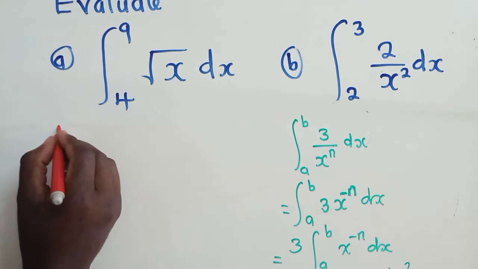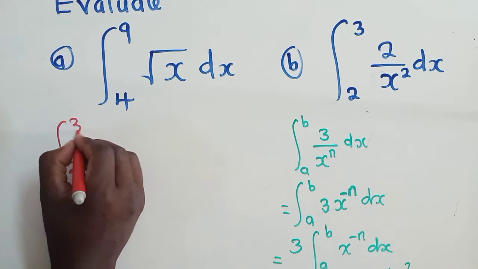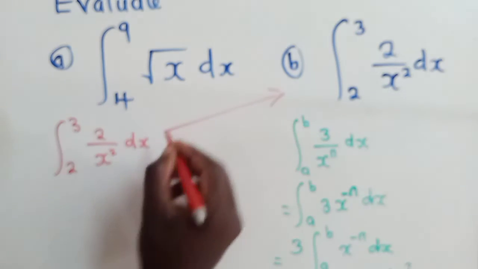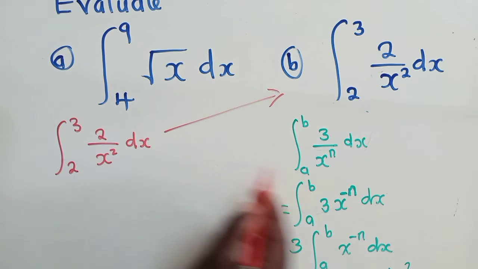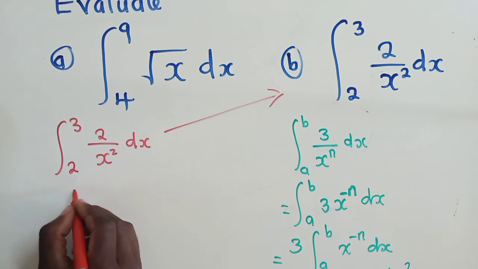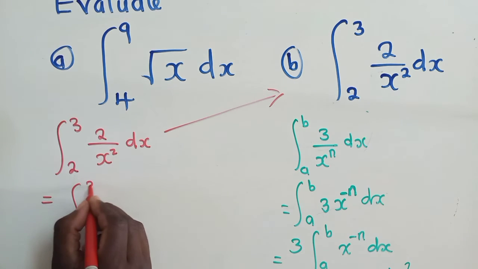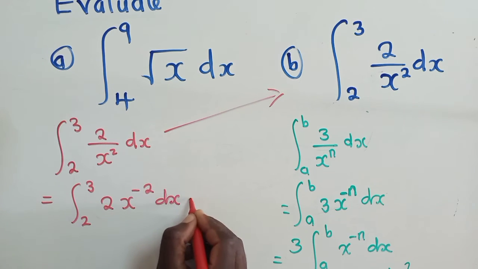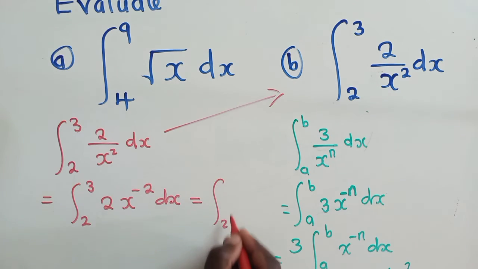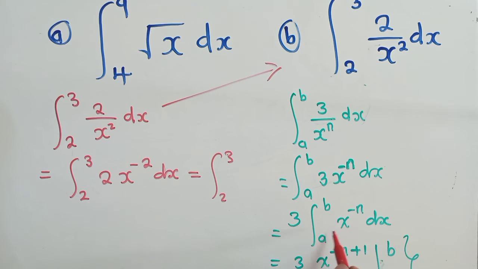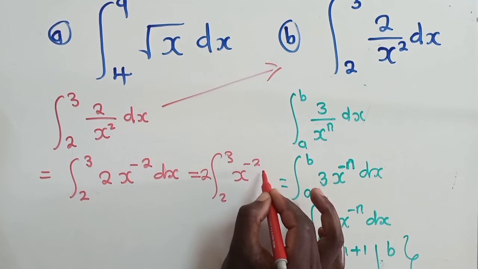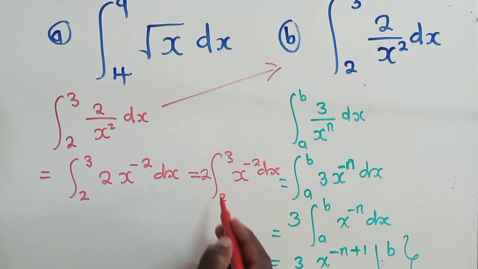We have the integral with limits from 2 to 3 of 2 over x power 2 dx. So we're trying to answer this. Step number 1, applying the laws of indices. I have the integral from 2 to 3 of 2x power negative 2 dx. Next thing will be to factor out the 2, so a 2 will come this side, and we shall remain with x power negative 2 dx. Okay, so we are at this stage.